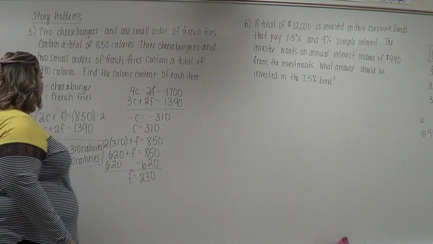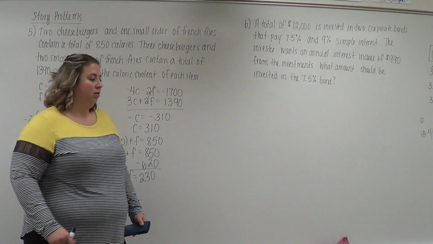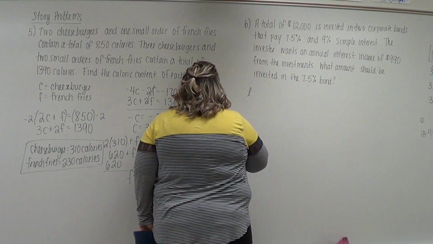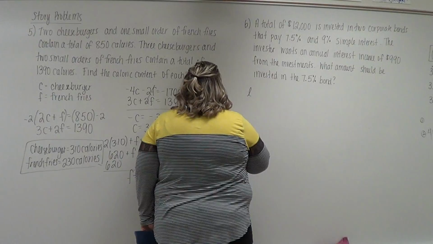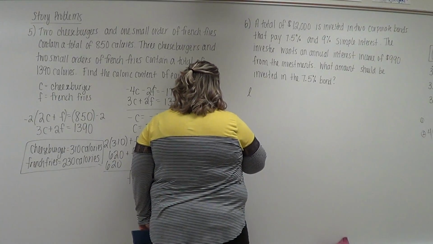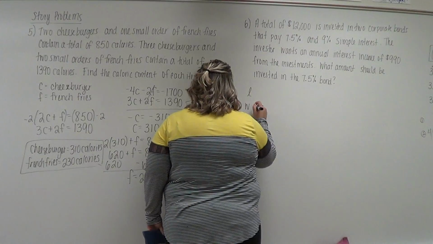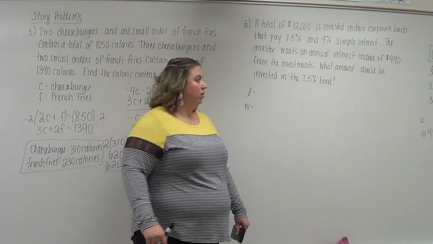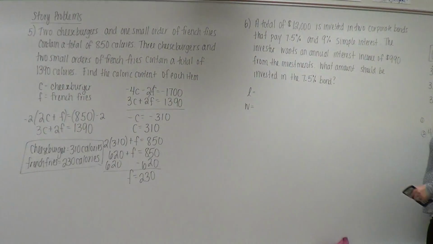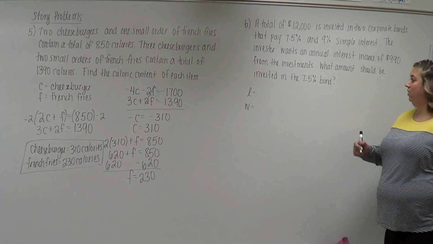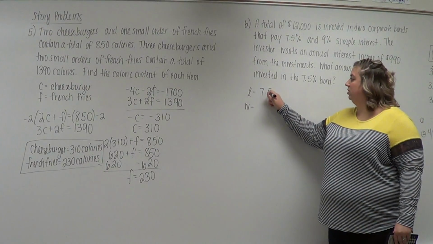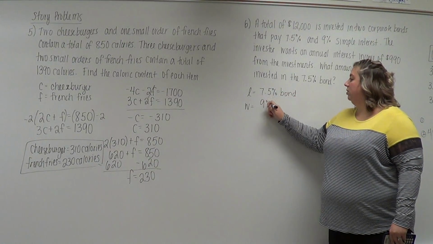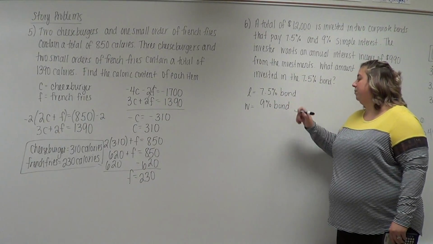Okay, I need 2 variables, L and W. What's L going to stand for? I don't mind using L and W, but we have to have something that they stand for. What are you trying to find? You're trying to find each bond. So we have to make one of the variables the 7.5% bond. What's the other bond we're talking about? The 9% bond.